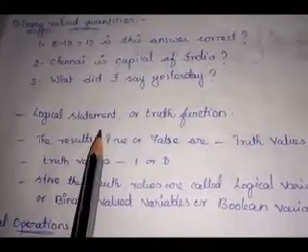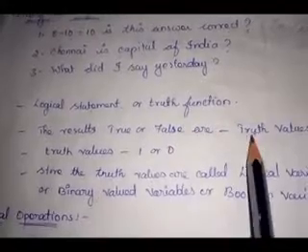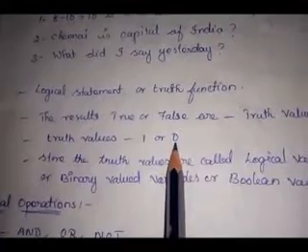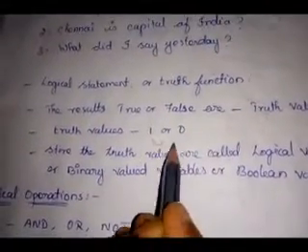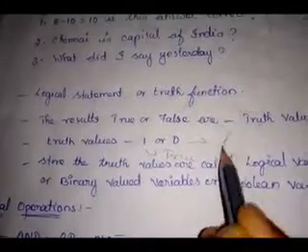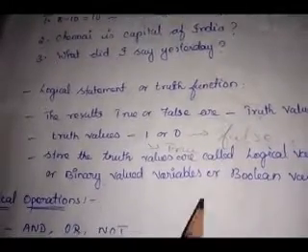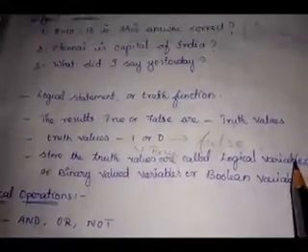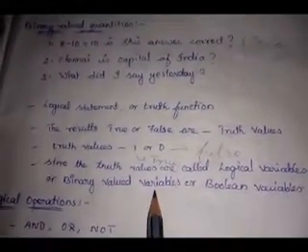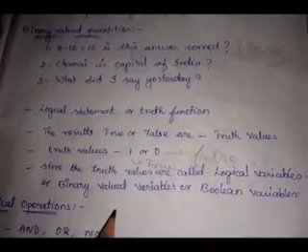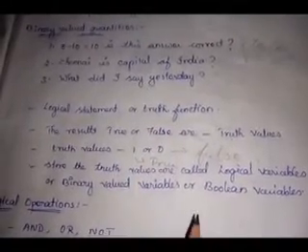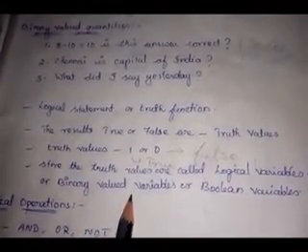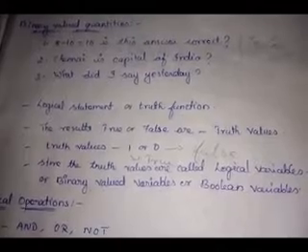Understand? The statement's answer is yes or no. That is the logical statement or truth function. This statement's answer is written as true or false. So that value is called truth values. The truth values are 1 and 0. This 1 represents true, then 0 represents false. These truth values are stored in a variable called logical variable or binary valued variable or Boolean variable.